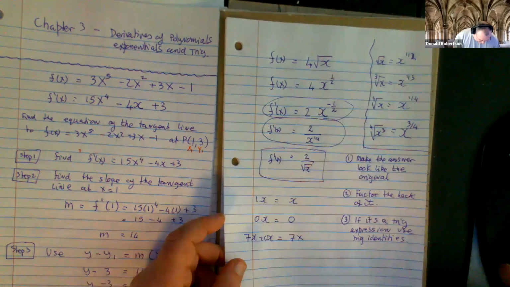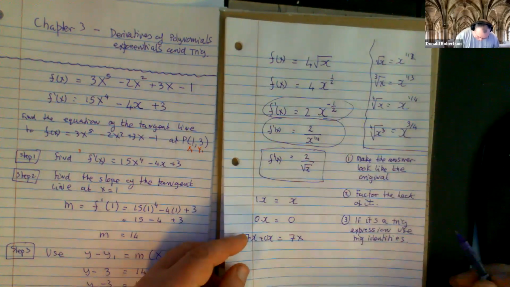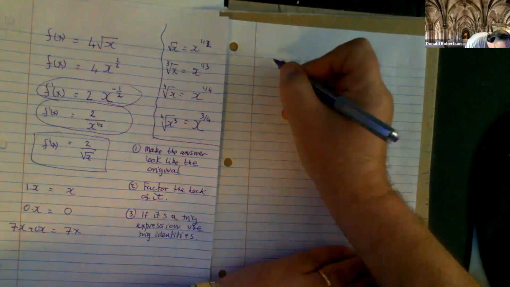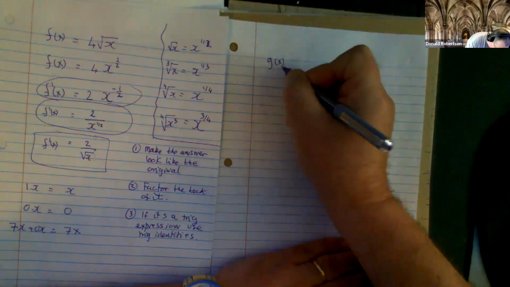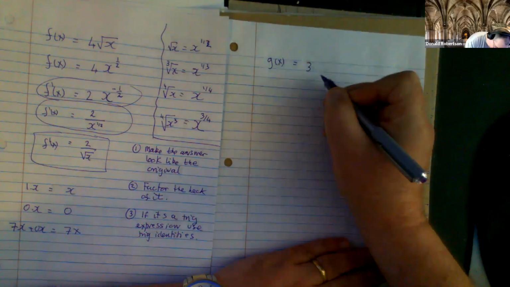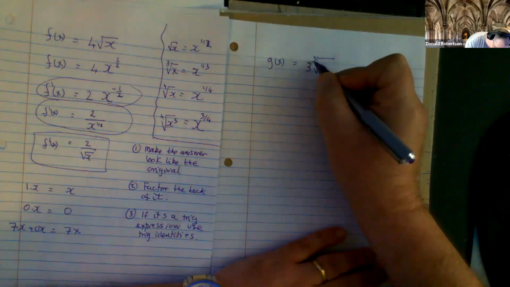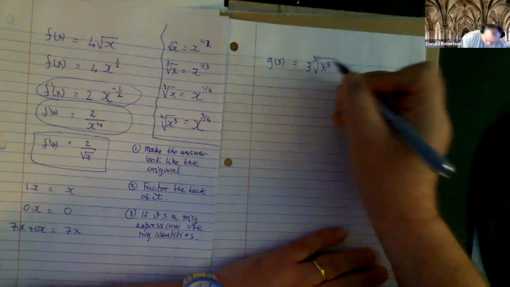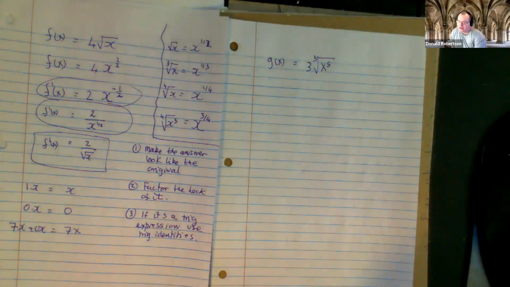Do them. Well, that's square roots. Let's change the letter to G. Let's do 3 cube root of x to the 5. That's a pretty ugly looking expression.